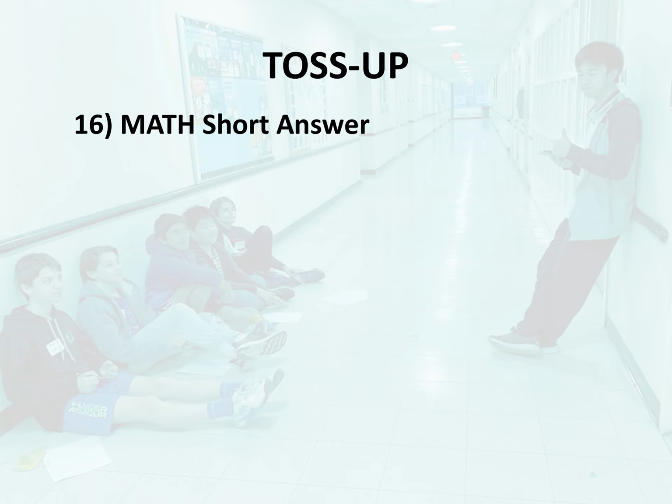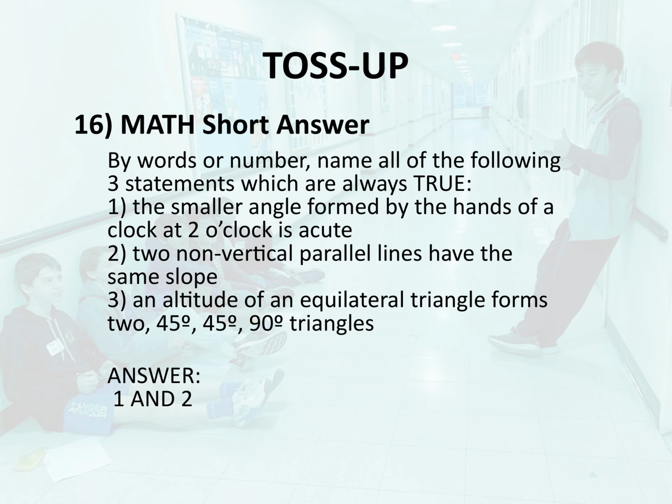Toss-up 16. Math. Short answer. By words or number, name all of the following three statements which are always true. 1. The smaller angle formed by the hands of a clock at 2 o'clock is acute. 2. Two non-vertical parallel lines have the same slope. 3. An altitude of an equilateral triangle forms two 45-45-90 triangles. Answer: 1 and 2.